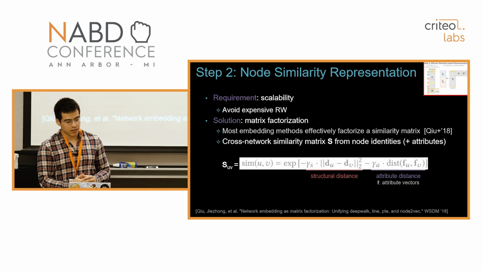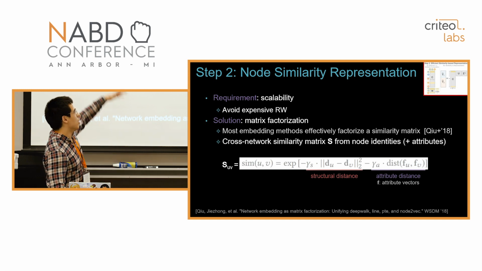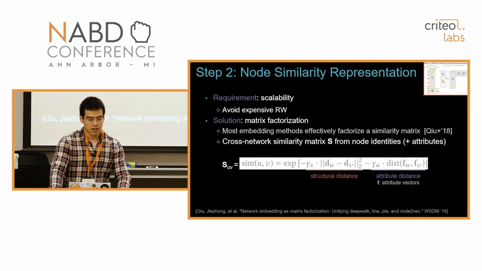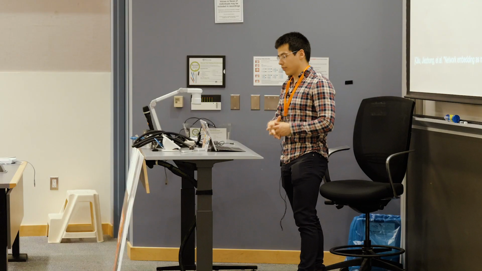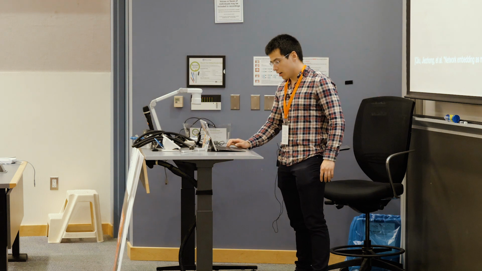To get latent features, a lot of other approaches use what we call random walks, that's what the RW says. Those approaches tend to be computationally expensive to sample. Just for the record, that's what we're avoiding. Instead, we're going to use this matrix factorization formulation.